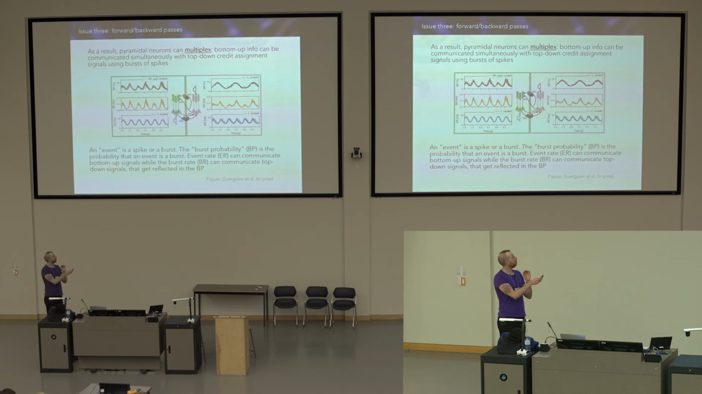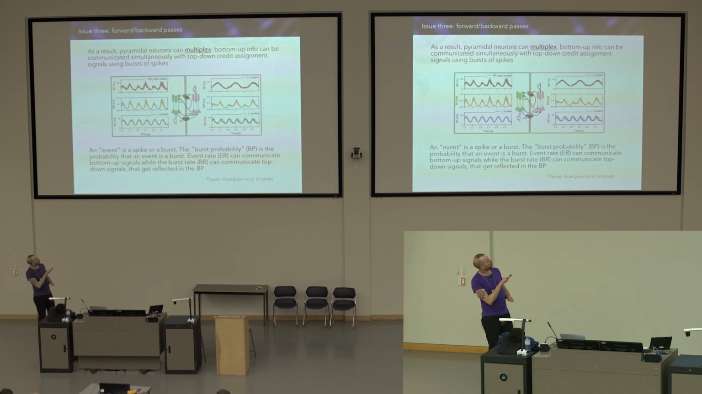So you can measure the event rate separately, the burst rate separately, and the burst probability separately. And what we can show in our simulations is that, according to the rules of the biophysics of pyramidal neurons, a top-down signal into the apical dendrites should be reflected in the burst probability of that neuron. So in the dotted line, you see the input to the apical dendrites scaled, and the solid line is the burst probability of these neurons, and you can see it's tracking the top-down input to the apical dendrites.